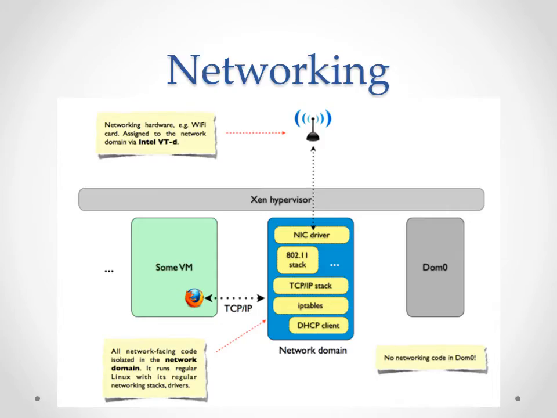Networking. This figure illustrates the interaction between one app VM and the network domain. Again, all interaction with the NIC is performed directly by the network domain through VT-D with no interaction from DOM0. In fact, DOM0 has no network access at all.